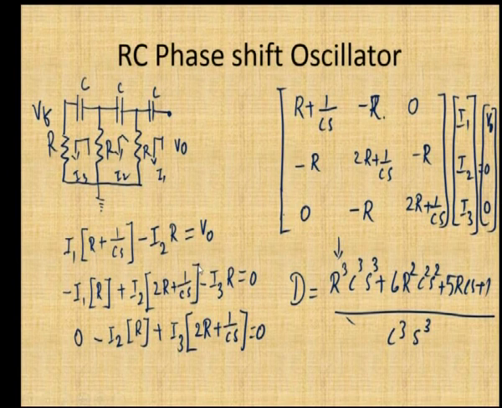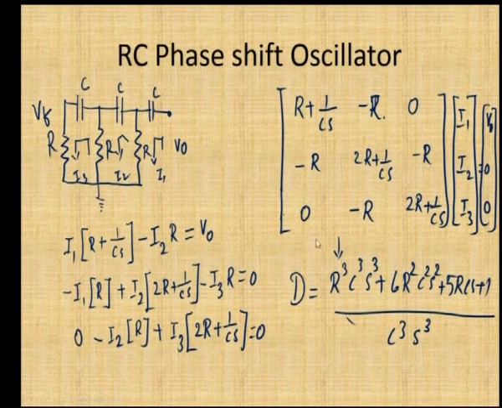This is for the second loop. For the third loop there are 2 resistors through which I3 is flowing. So, I3 into 2R plus 1 by Cs, and this is the common resistor through which I2 is flowing, so this has to be subtracted from I3. So, minus I2 into R is equal to 0. From this, form the matrix. This is the coefficient of I1, the first column; the second column has the coefficients of I2, and the third has the coefficients of I3. Here are I1, I2, I3, and this is the voltage value for those equations.